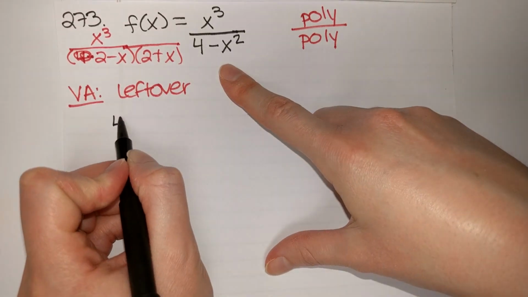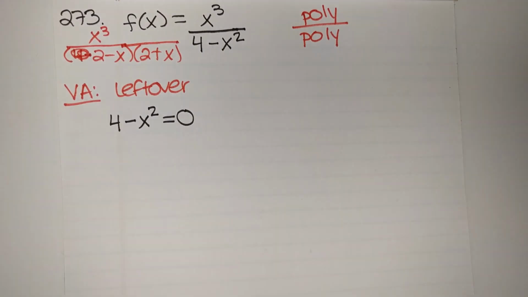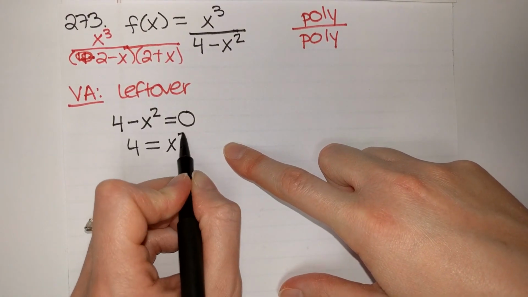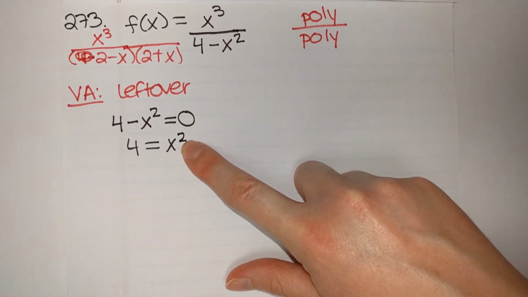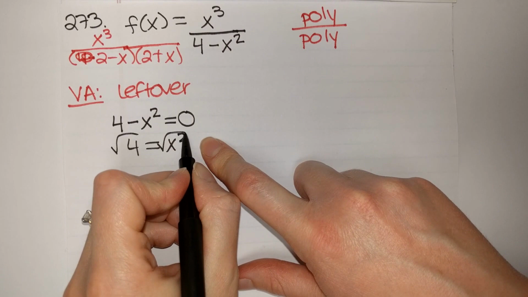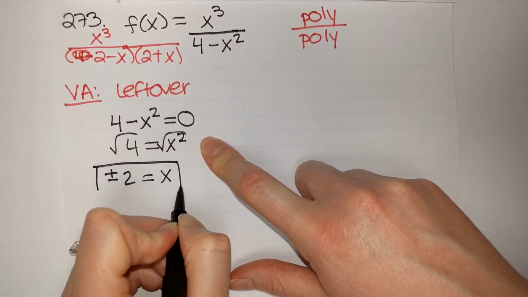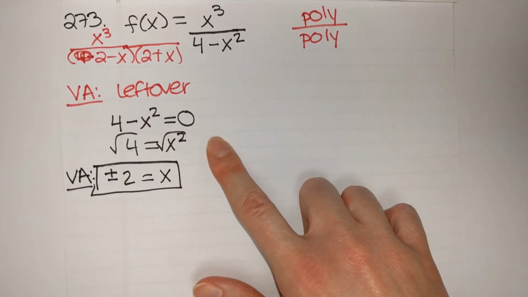So we set the 4 minus x squared equal to 0 and solve. And you could solve that by factoring, or you could move the x squared over and then take the square root. Keep in mind when you have this 2 power, you have 2 answers. So when you take the square root of both sides, you get plus or minus 2. So our vertical asymptote there would be x is equal to plus or minus 2.